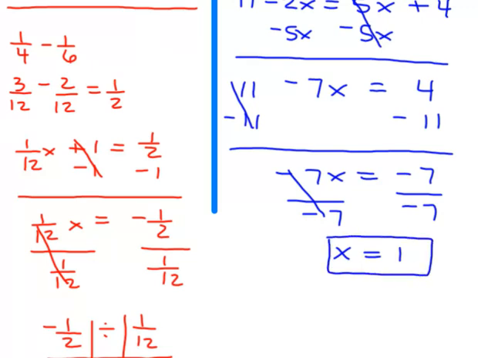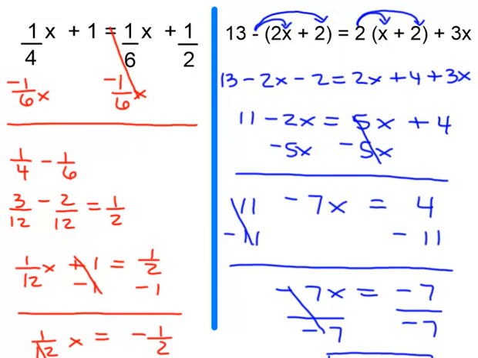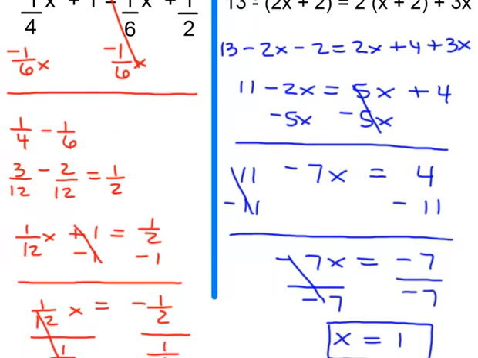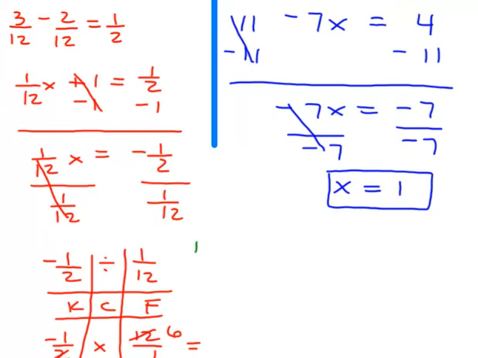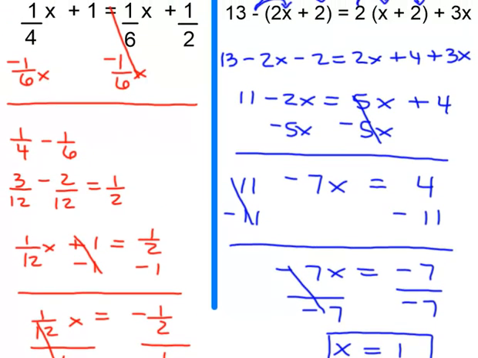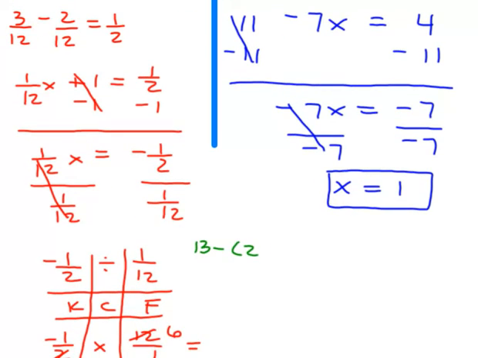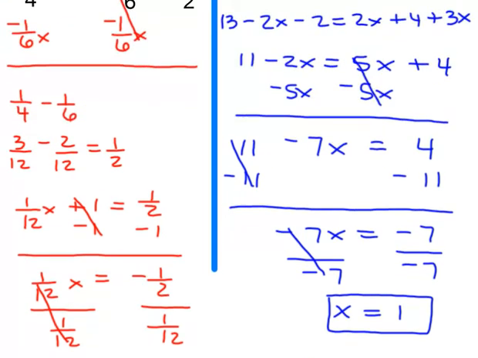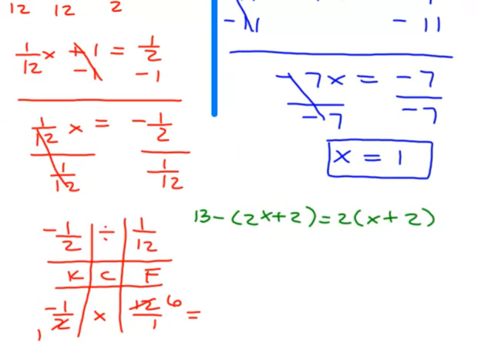But then let's go ahead and check our answer by plugging it back in. So it was 13 minus 2x plus 2. Okay, so everywhere there's an x, we're going to put a 1.